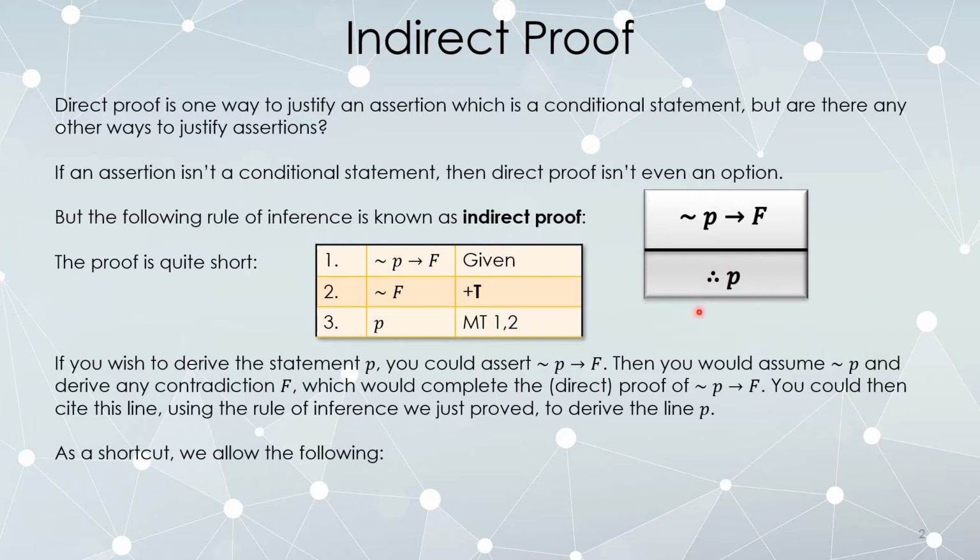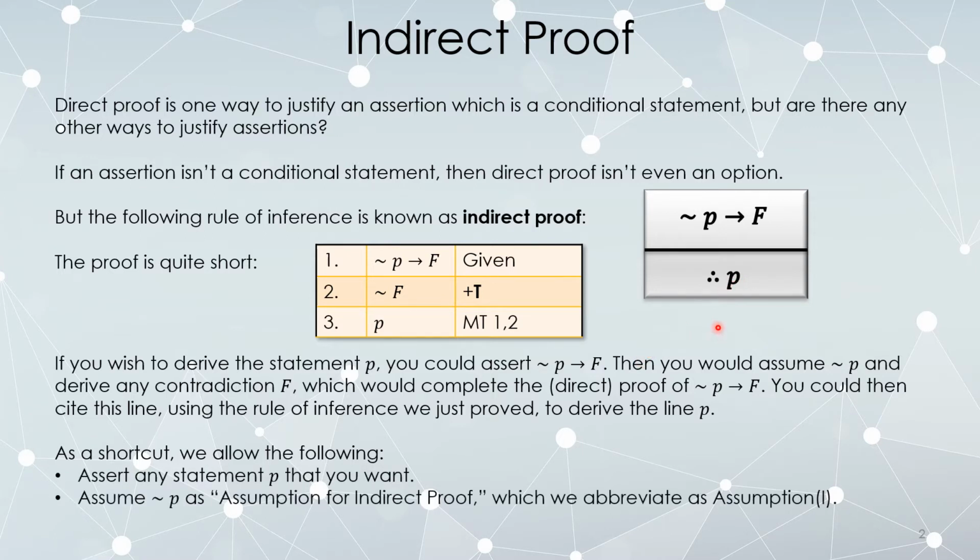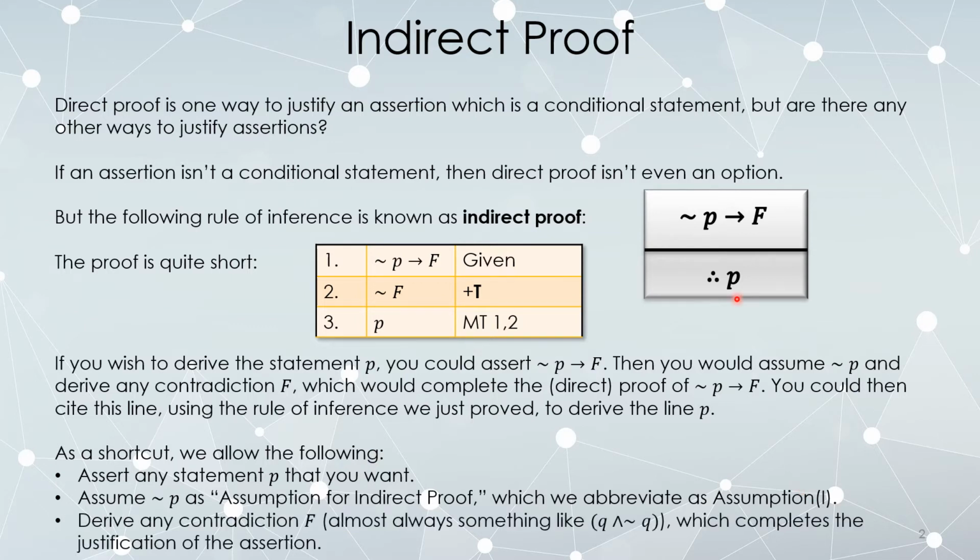Notice all we really did was assume negation P, derive contradiction, and then allowably conclude P. So assert the statement that you want, P. Assume its negation. Whatever the assertion was, this doesn't just have to be a literal, it can be any compound statement. Assume exactly its negation as an assumption for an indirect proof, and we abbreviate that as assumption for indirect proof like this. Now what you need to do is derive any contradiction you can.